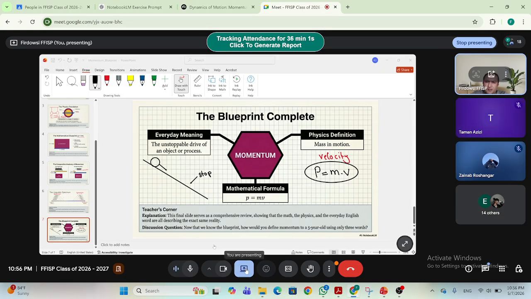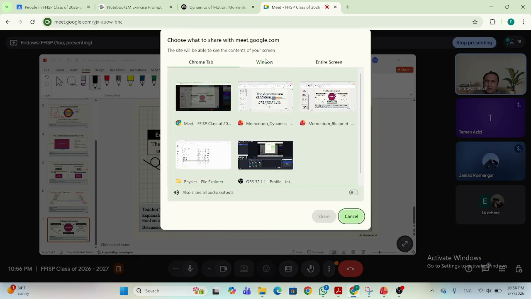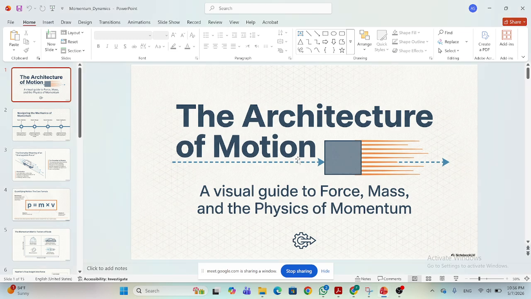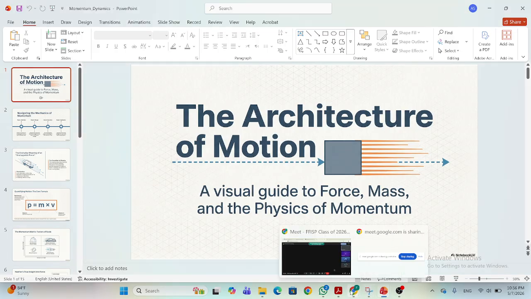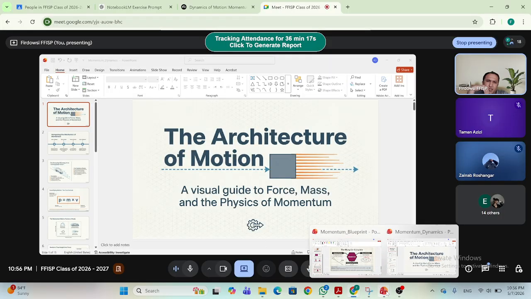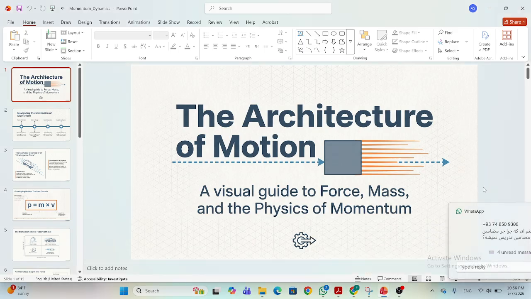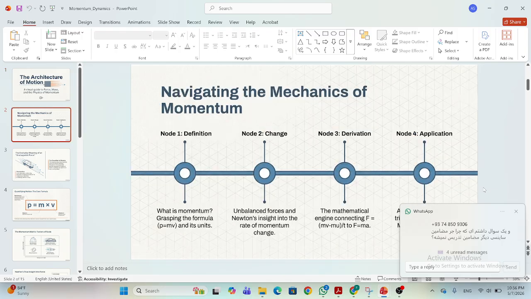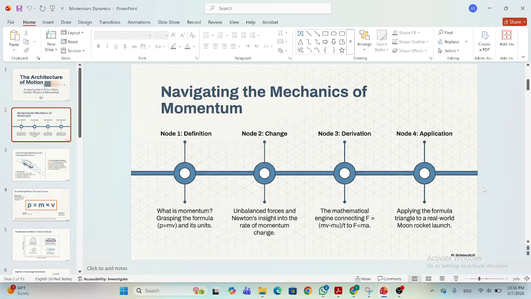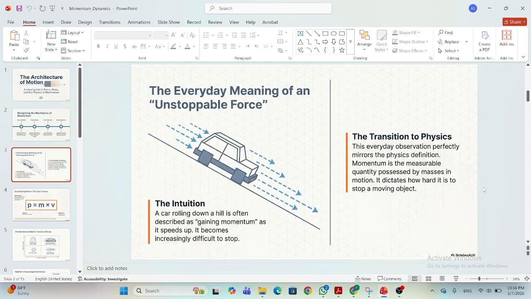Let me share this slide. Okay, so next week in the coming session, inshallah, we will talk about this slide, the architecture of motion, and this is momentum. We will first define momentum, the change that we are having, derivation and application of momentum. And next one, this is the definition of momentum. When the car is moving down, it is unstoppable. Unstoppable motion is exactly the daily meaning of momentum.